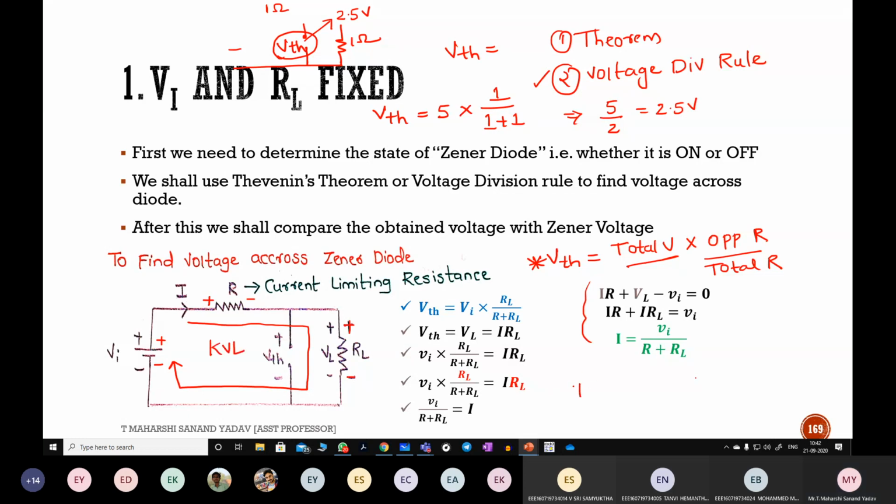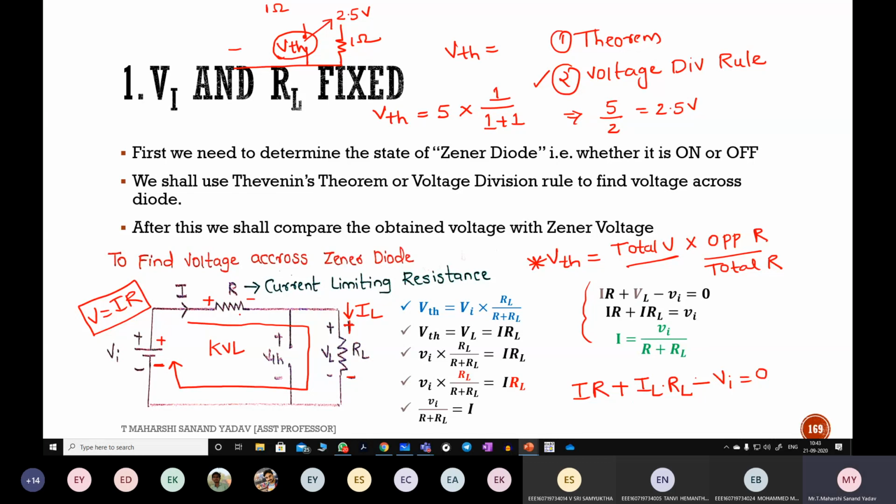At this point the voltage is I into R, since V equals I into R. KVL is Kirchhoff's voltage law. Next, at the load resistor, the current flowing is IL, so the voltage is IL into RL. The starting point entering is minus, so minus VI is equal to 0.